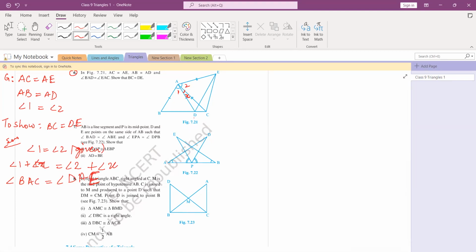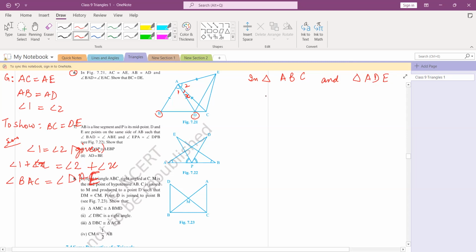Now we will try to prove that the triangles are congruent. So again, use 2 triangles. One is triangle ABC, and for the other, in place of A I'll use A here, in place of B I'll use D here, and in place of C I'll use E here.